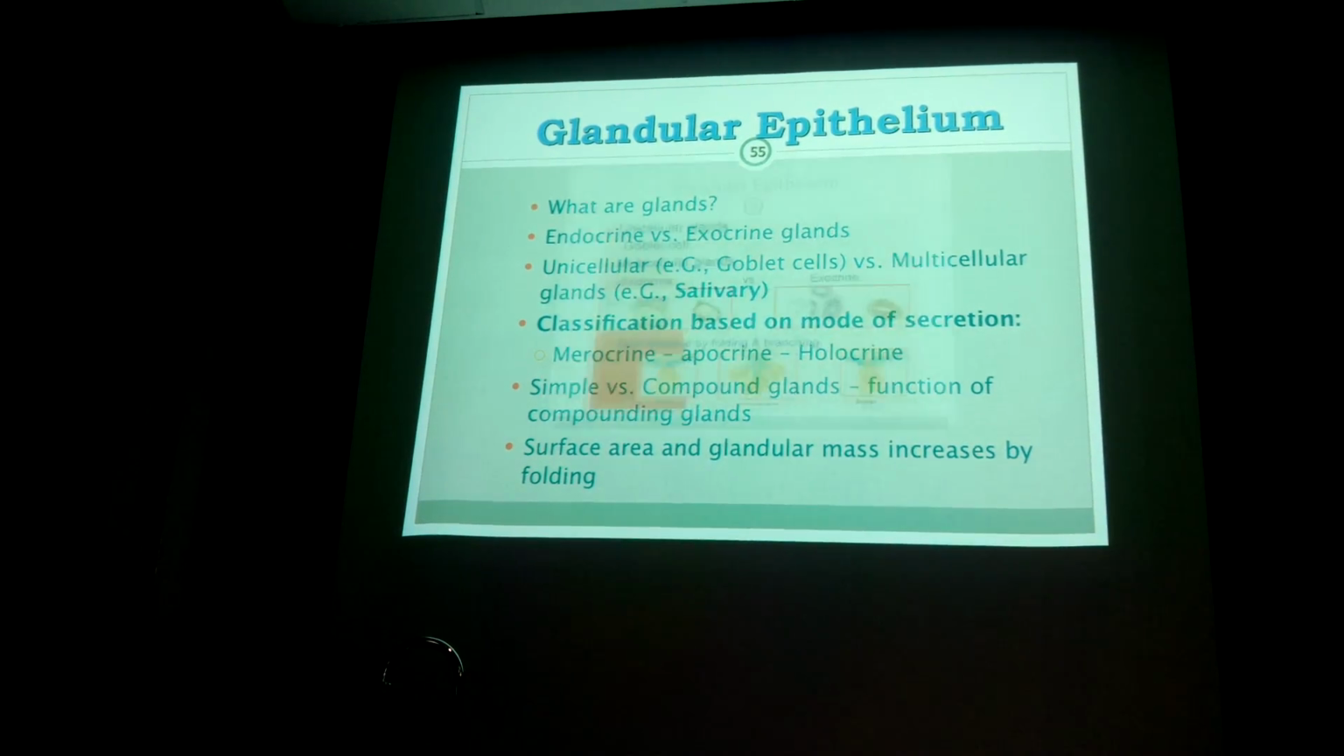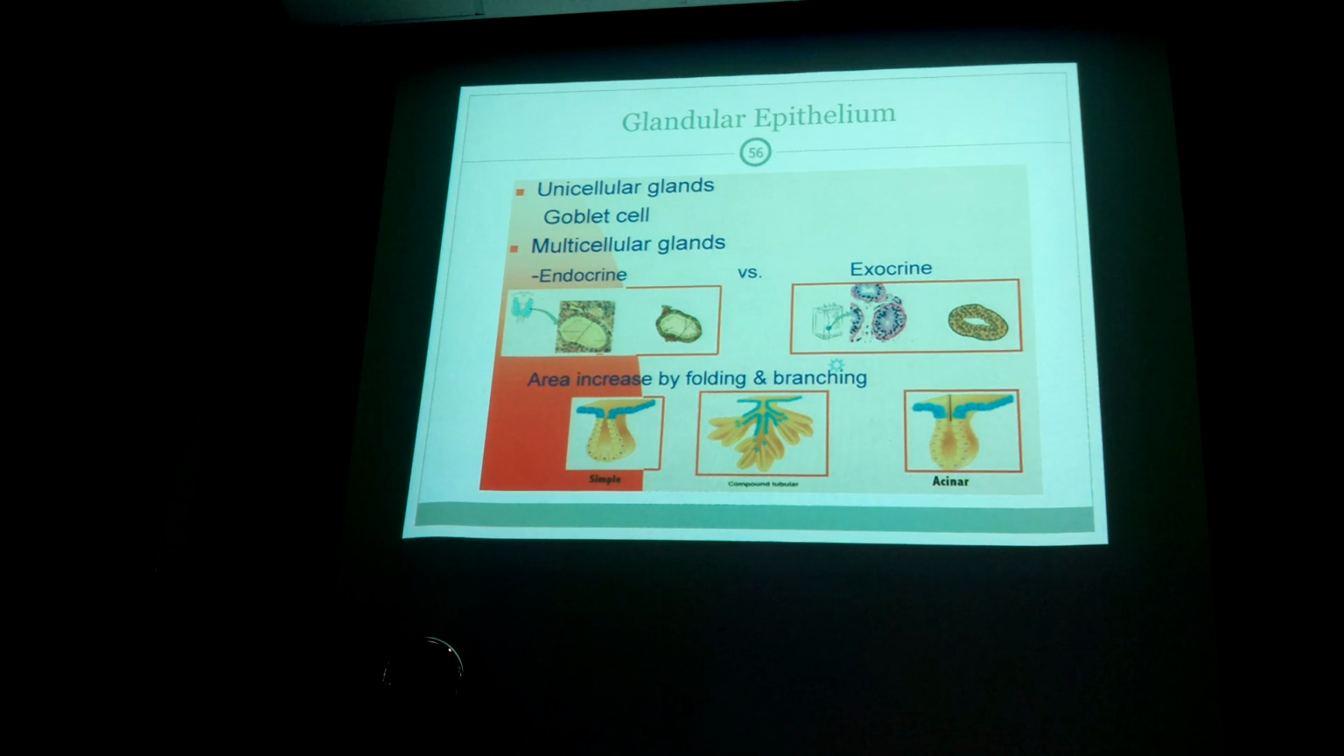Okay. So a unicellular gland would be like the goblet cells that we saw that secrete mucus in a lot of the epithelial linings. An endocrine gland, the thyroid gland, located right around the Adam's apple, which is called the laryngeal prominence. Down around the laryngeal prominence is the thyroid gland, and that would be another example of an endocrine gland.